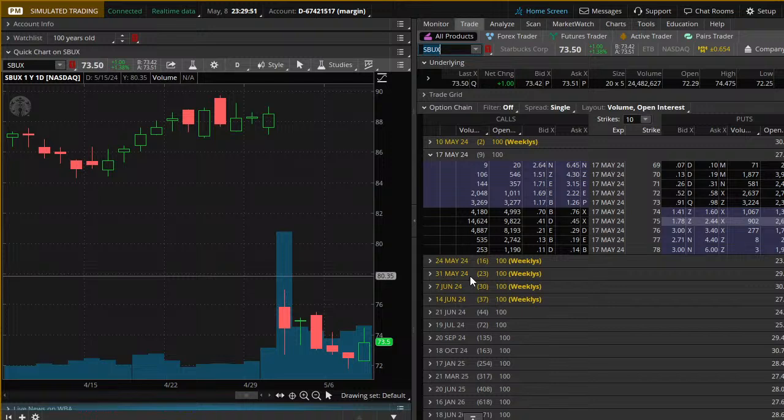But so Starbucks is tanking? No, I didn't say that at all. We're looking at Starbucks right now. What returns are you getting with this strategy?